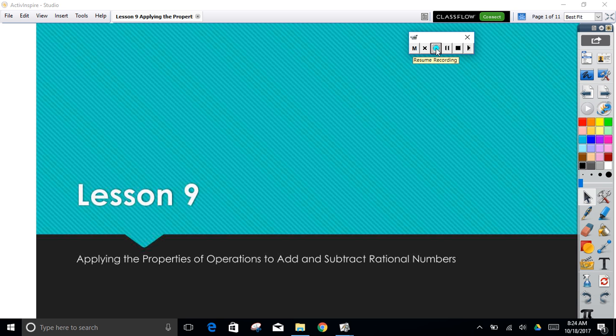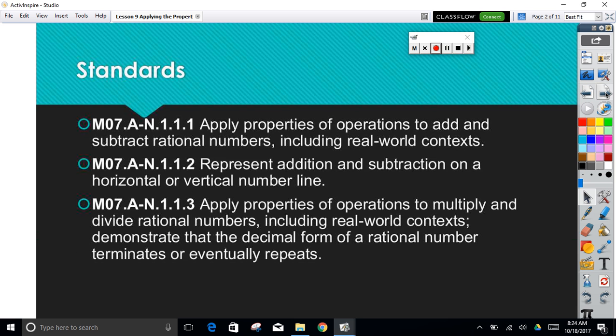Okay, so today's lesson is lesson 9. It's applying the properties of operations to add and subtract rational numbers. It has the same title as yesterday's lesson because it's the same topic. We're not learning anything new today. We're just kind of reviewing what we did yesterday, applying it to some new problem types.